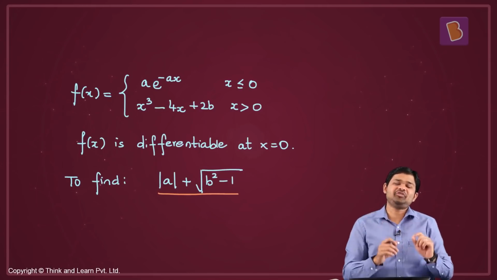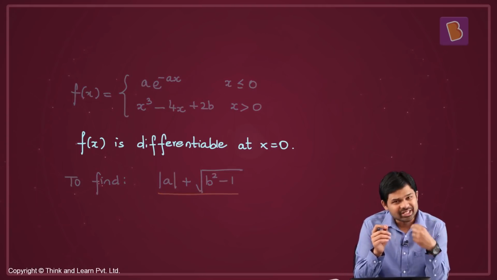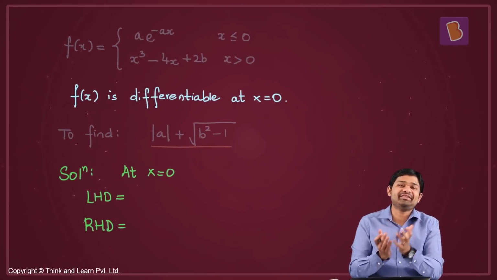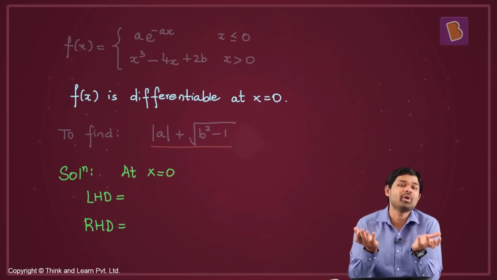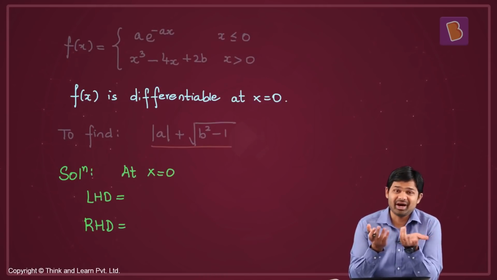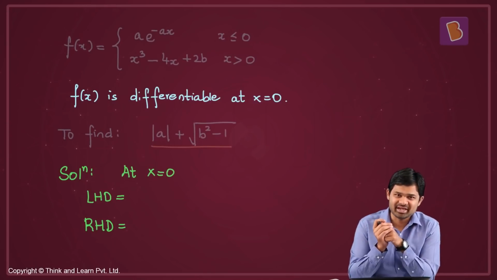So the first thing, they've told us that the function is differentiable at x equal to 0. So since it has been told that the function is differentiable there, it means that the left-hand derivative and the right-hand derivative are going to be exactly the same. So if the left-hand derivative and the right-hand derivative are exactly equal, let's compute the value of the left-hand derivative and the right-hand derivative.